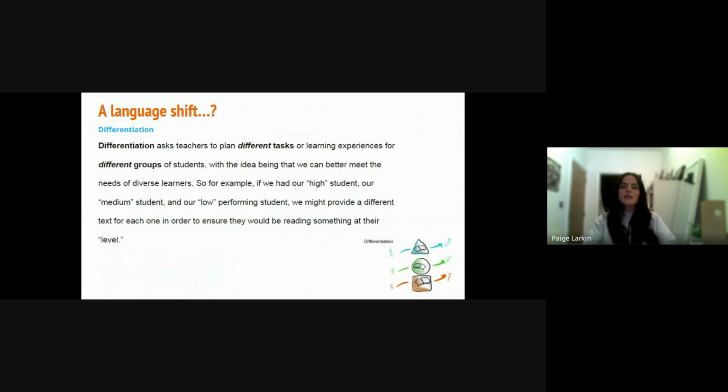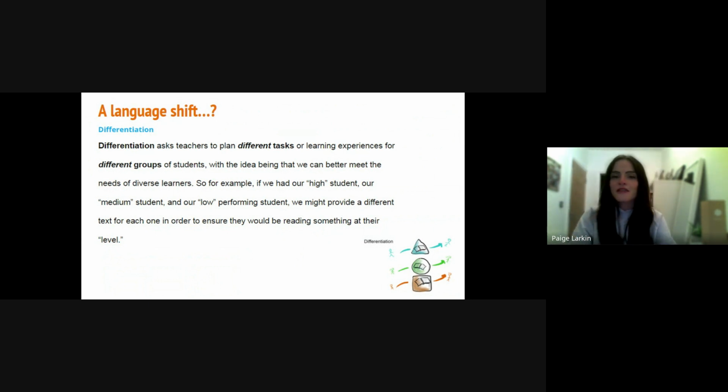So first of all, differentiation then, what does it mean? Differentiation asks teachers to plan different tasks or learning experiences for different groups of students, with the idea being that we can better meet the needs of diverse learners. So, for example, if we had our high student, our medium student, and our low performing student, we might provide a different text for each one in order to ensure that they would be reading something at their level.